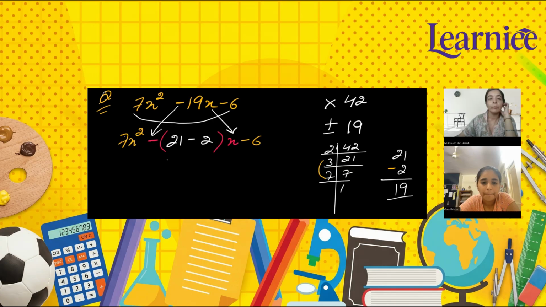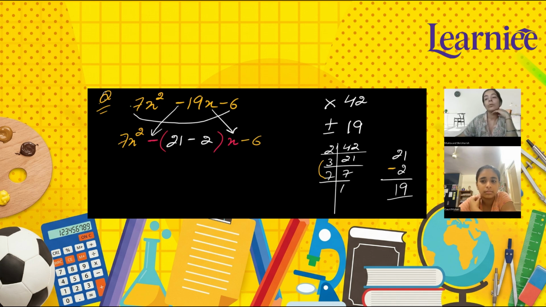Where does the problem lie? Why do students get confused? They keep signs together. Whenever they think of factors, they keep signs in their mind every time. That's why there is confusion. So you need not worry about sign. Just think: if I multiply 7 with 6, I get 42, and if I add those two factors, I should get 19.